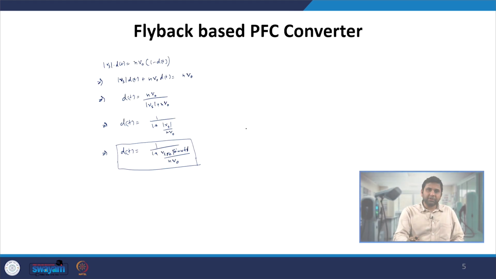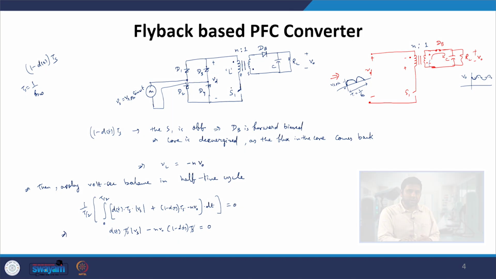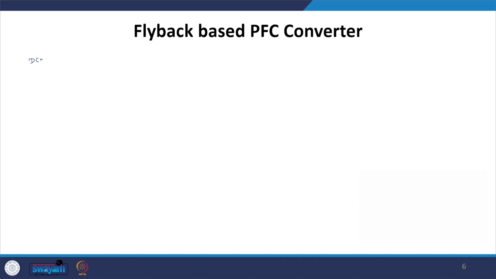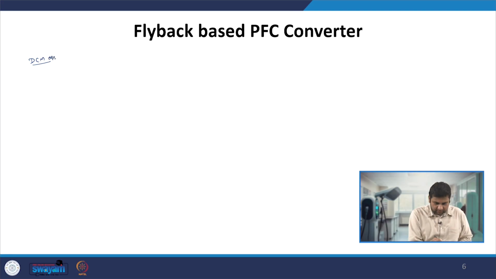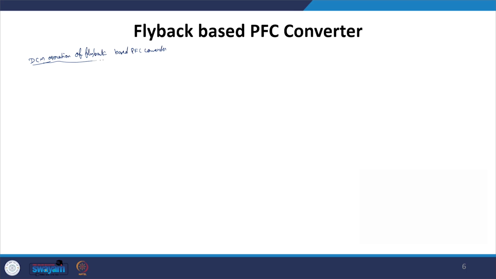Now to ensure the unity power factor current drawn from the source, one simpler method we can use is to opt for DCM operation of the flyback based PFC converter. So in this case, let us see what is discontinuous operation of the flyback based PFC converter. Let us try to draw the inductor current.